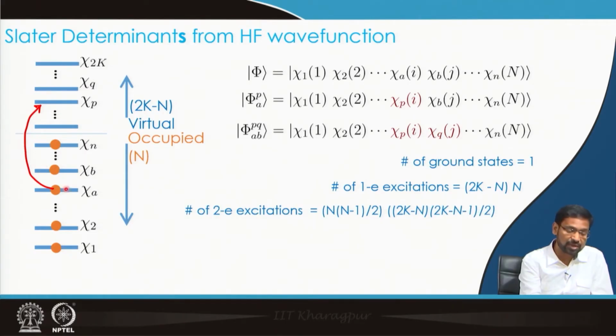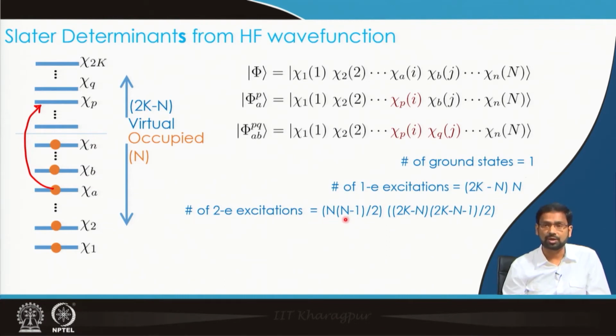I can randomly pick any 2 electrons, and the number of possible ways I can do that is given as n into n minus 1 divided by 2, and I can take these 2 electrons and put them in the 2k minus n virtual orbitals, and the number of ways that I can do that is given by 2k minus n multiplied by 2k minus n minus 1 divided by 2. Now, similarly, I can talk about 3 electron, 4 electron.